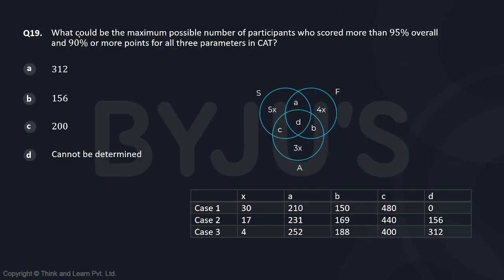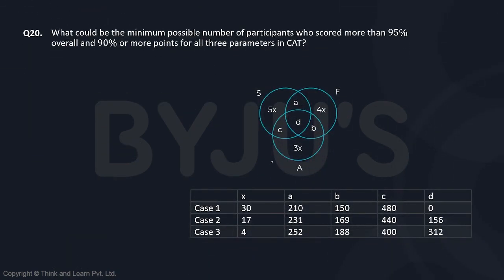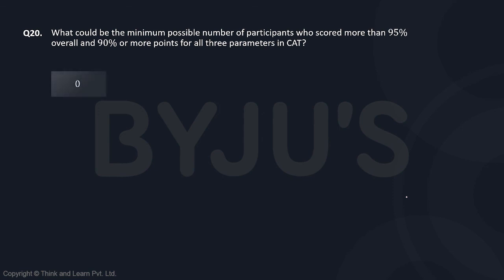Now this question says what could be the maximum possible number of participants who scored more than 95% overall and 90% or more points for all three parameters in CAT. That means it's asking you what is D maximum. D maximum is 312. So that is the answer. And finally, what is the minimum possible number of participants who have 95% or more overall and 90% or more in all three parameters? So minimum is 0, and that was the last question of this set.